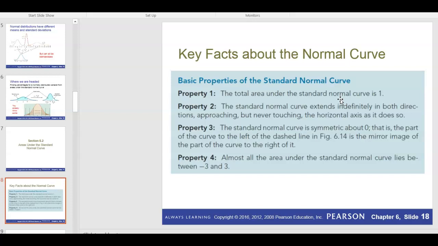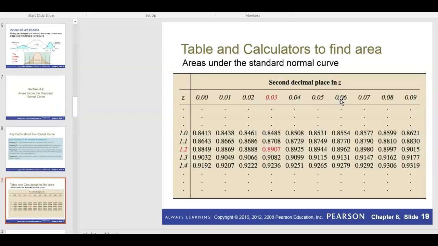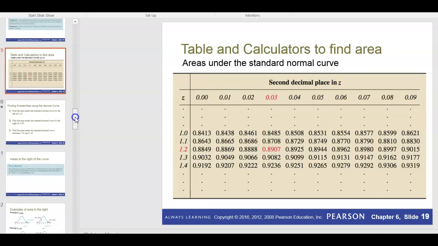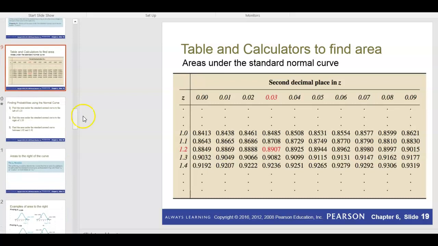We used to find the area of normal curves before graphing calculators with tables. If I wanted to find the area of a normal curve to the left of 1.23, I'd have to come up with a table like this. This would be 1.23, and that would be 0.8907. In other words, 89.07% of the population would have a z-score of less than 1.23.